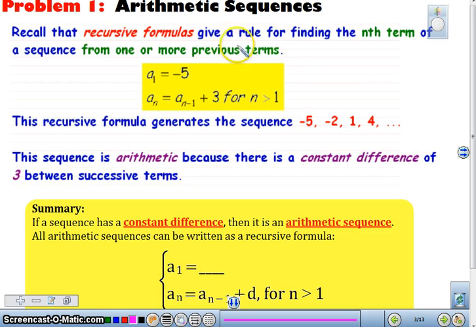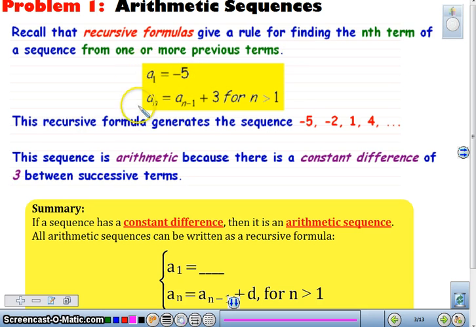So what is an arithmetic sequence? Recall, we have recursive formulas. What is that? It gives a rule for finding the nth term in our sequence. So it could be the 5th term, it could be the 7th term, it could be any of our terms that we are looking at, for the nth term of a sequence from one or more previous terms.